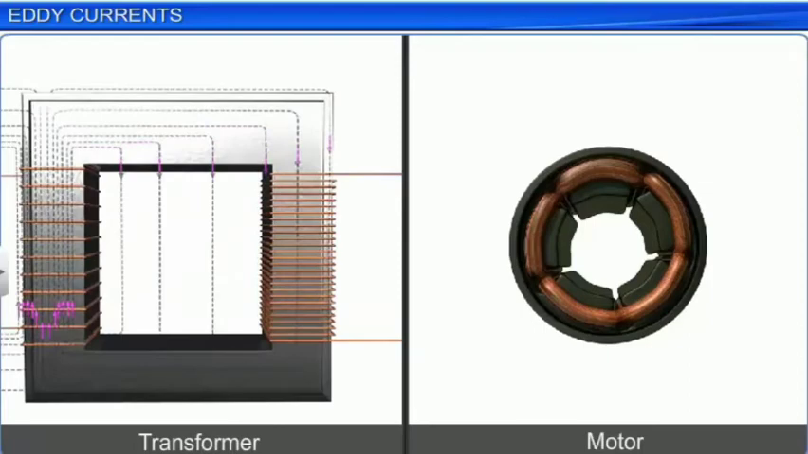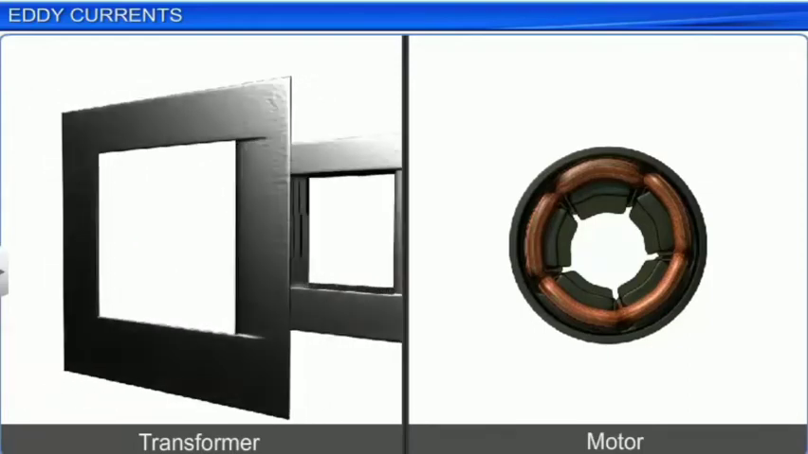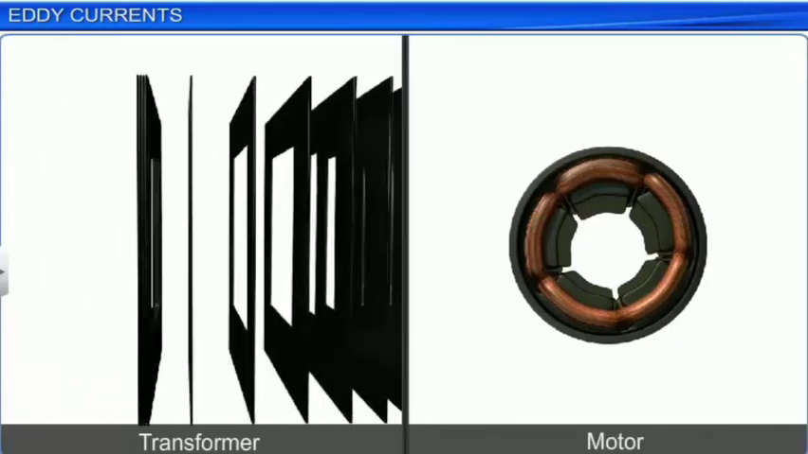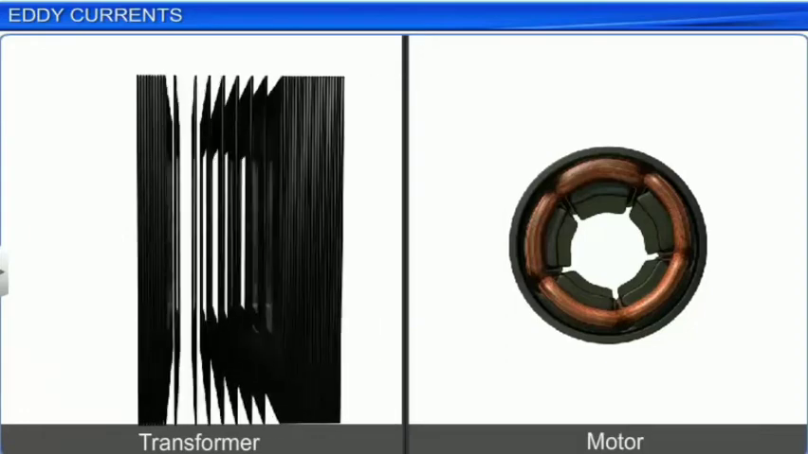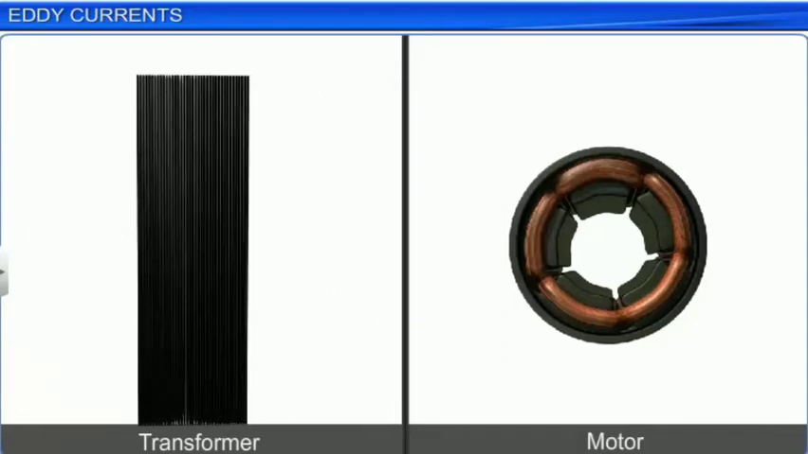Eddy currents are minimized by using laminations of metal to make a metal core instead of using a single metal piece. The laminations are separated by an insulating material like lacquer. The plane of the laminations is arranged parallel to the magnetic field, such that it cuts across the eddy current paths. This arrangement reduces the strength of the eddy currents.